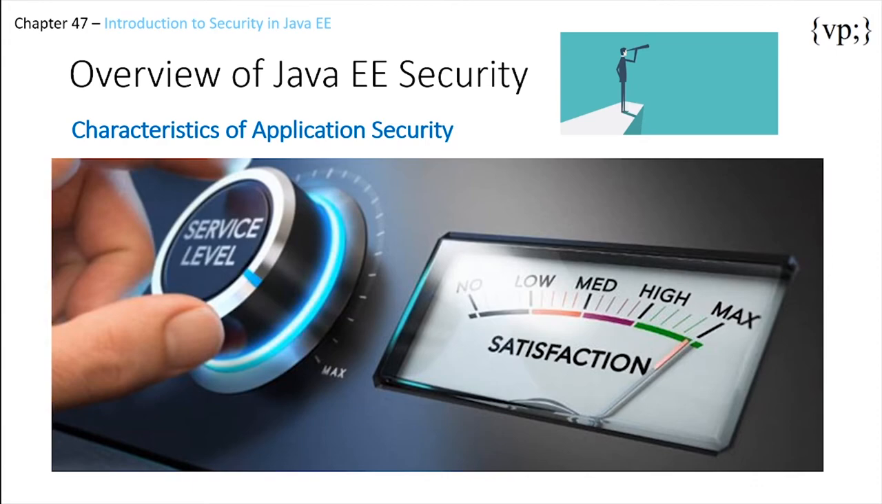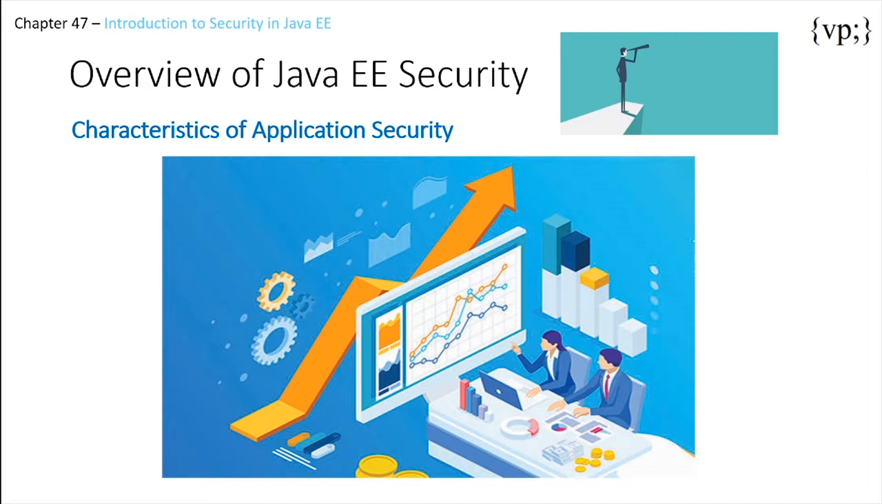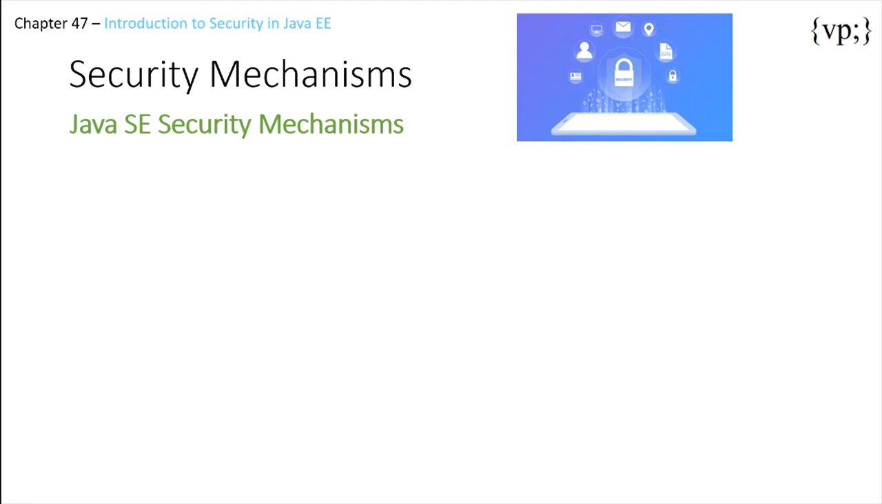Next is the quality of service. So this is just providing the best service possible. And next is auditing. For security purposes, a record of all transactions and security information is kept. So now let's take a look into our security mechanisms.